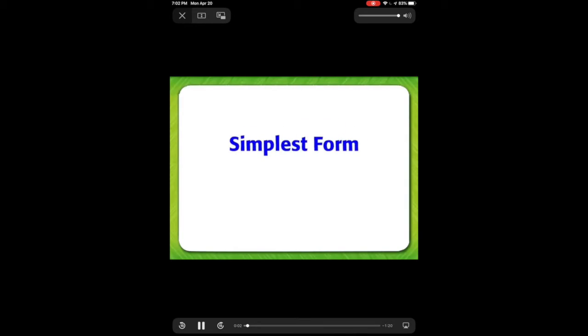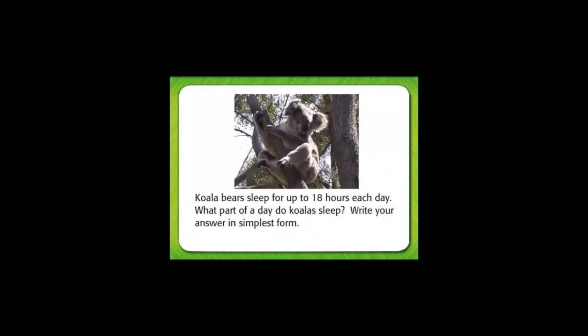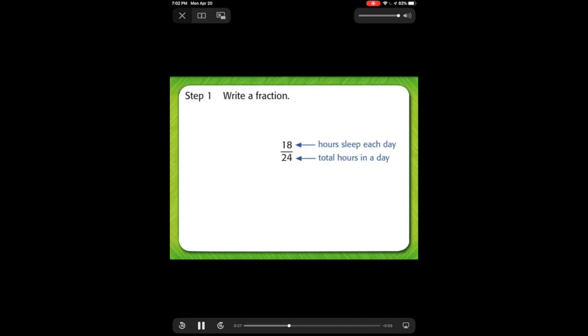Simplest form. Koala bears sleep for up to 18 hours each day. What part of a day do koalas sleep? Write your answer in simplest form. First, we need to write a fraction. We know that there are 24 hours in a day. The koala spends 18 of these hours sleeping. So 18/24.